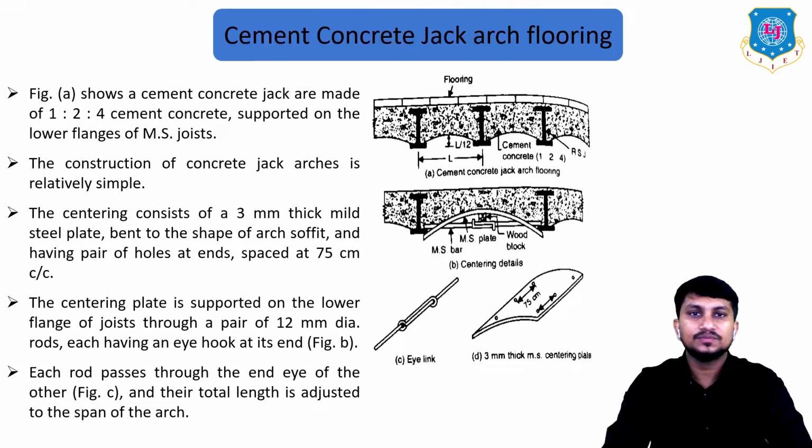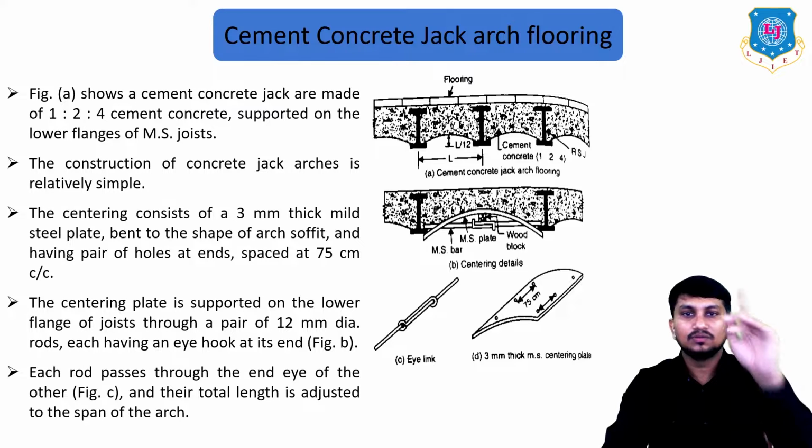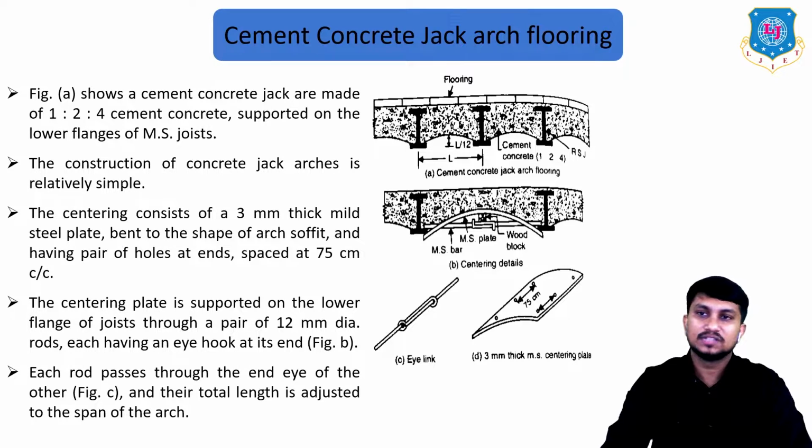The second type of jack arch flooring is cement concrete jack arch flooring. This is how cement concrete jack arch flooring looks. Figure A shows a cement concrete jack arch made of 1 to 4 proportion of cement concrete supported on the lower flanges of mild steel joists. The construction of concrete jack arch is relatively simple compared to brick jack arch flooring.